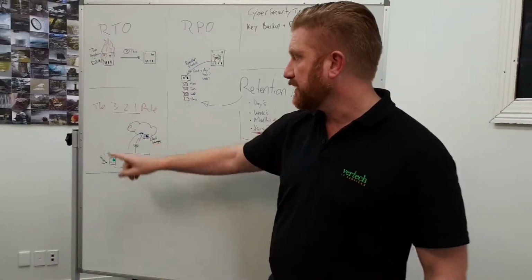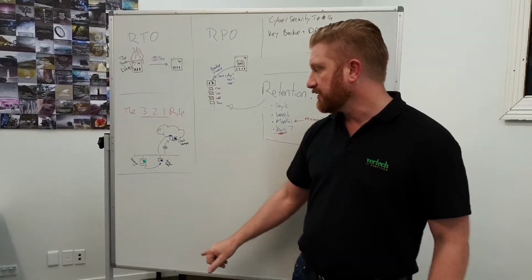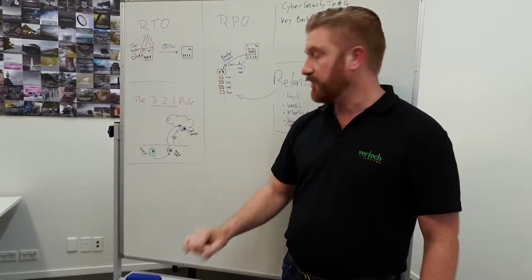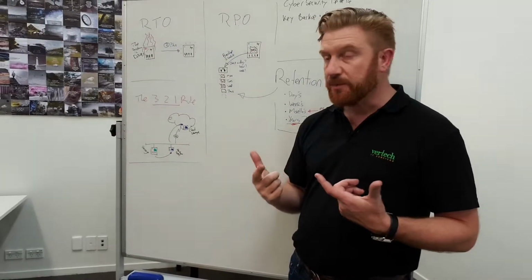The last one is the 3-2-1 rule. You'll hear a lot of IT people talk about this. It's very simple. You need to have 3 copies of any critical data that you might have on your server in 2 different formats.